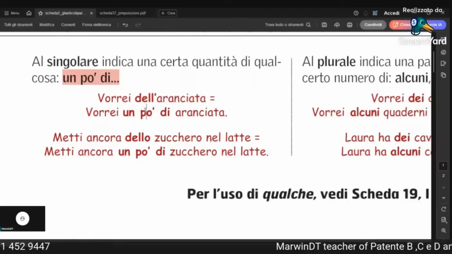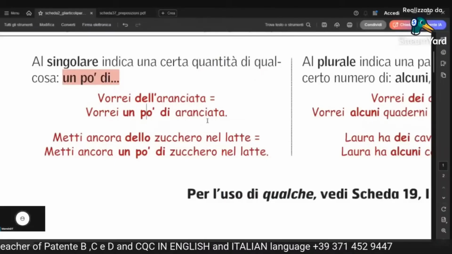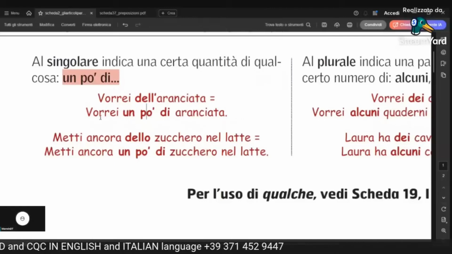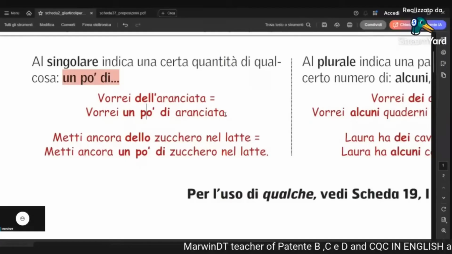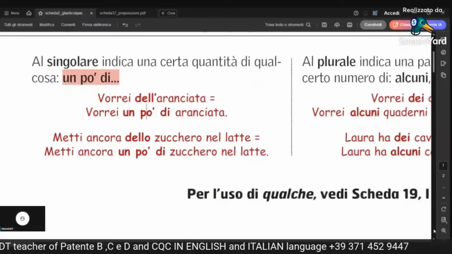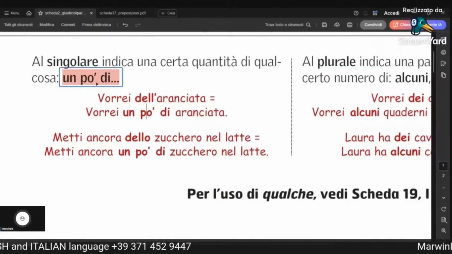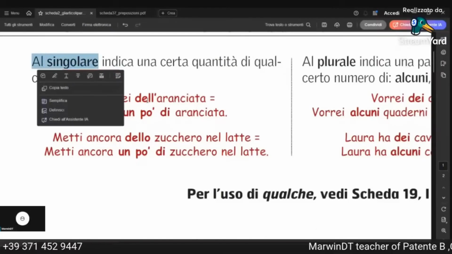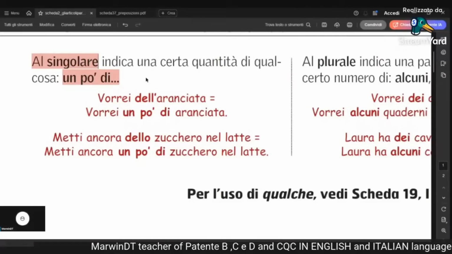Okay. Gli articoli partitivi. Example number 2. Vorrei un po' di aranciata. So here it says, I would want a little of aranciata. So I would want a little of orange juice, a little of it, but it does not tell us specifically how much. Do not forget this is singolare, a single part, not plural, single.